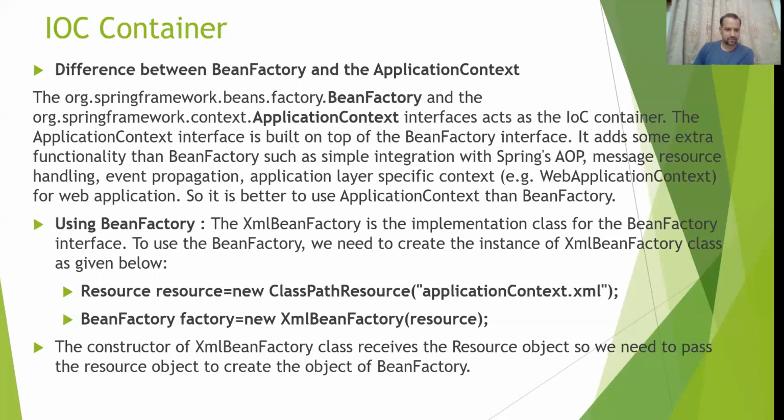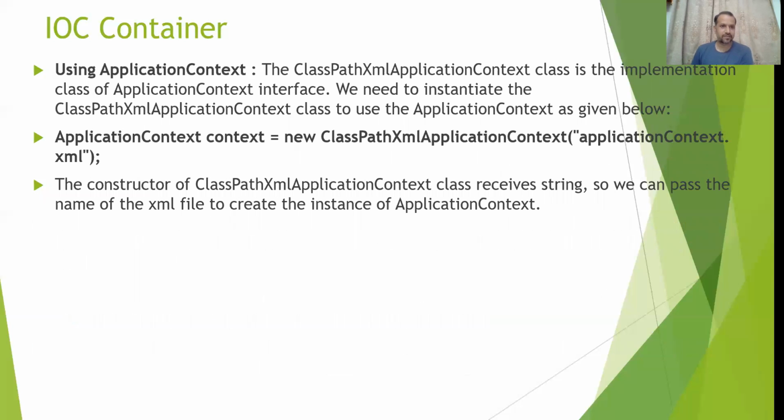Using BeanFactory, what do we have to write? We have to write two lines, and then we get the object with the help of getBean. But when we work with ApplicationContext, we have to write just this line, and after that we will have getBean.